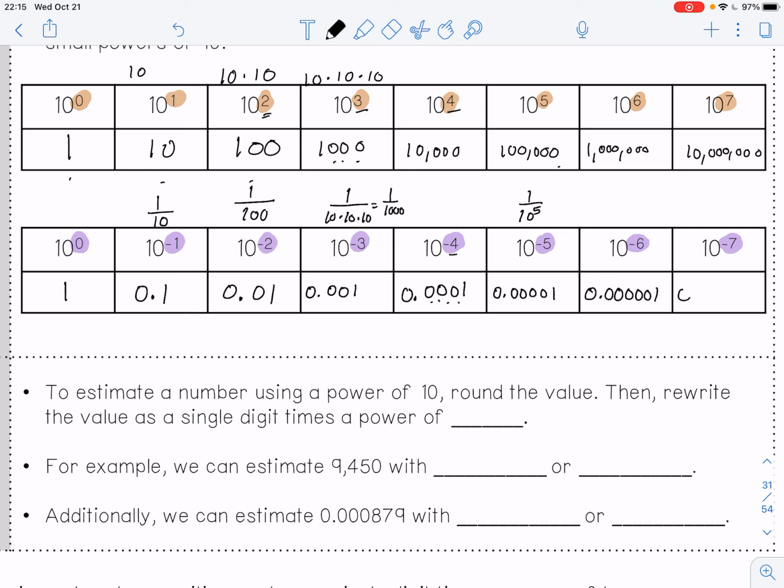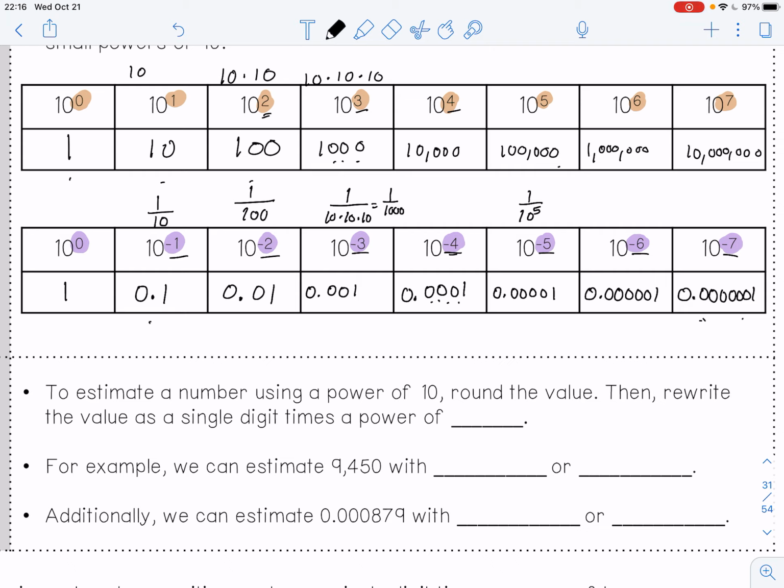And finally, 10 to the negative 7th would be 0.0000001. Okay, so notice the bigger the negative exponent, the tinier the number. So these numbers are getting closer and closer to 0, right?